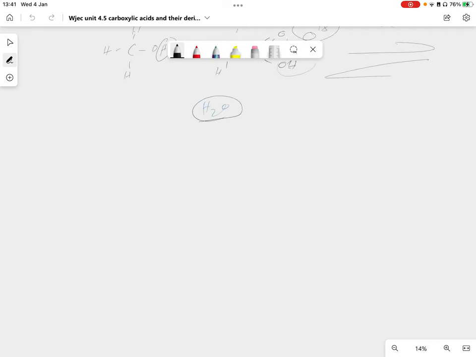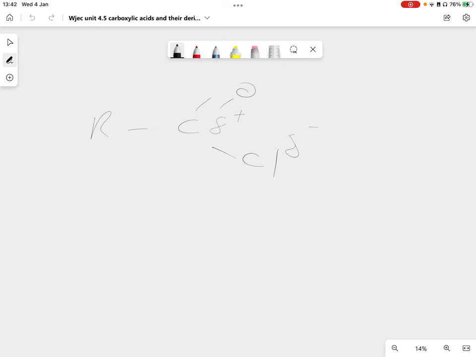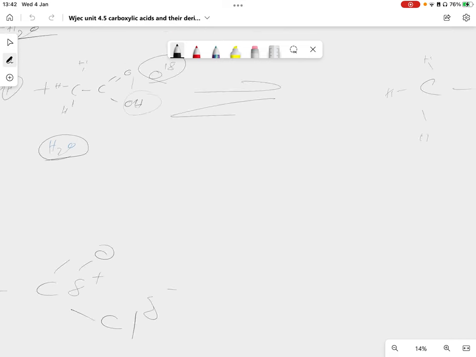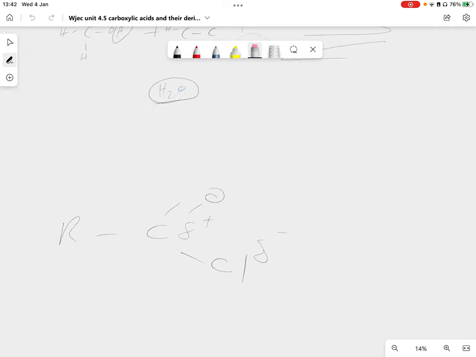We also need to know about acid chlorides. So this is a derivative of carboxylic acid, and you usually write them like this. And these tend to be more reactive due to this polarity here. It's a bit weaker than the polarity between the C and O, as oxygen is more electronegative than chlorine. So this bond is actually a bit stronger.